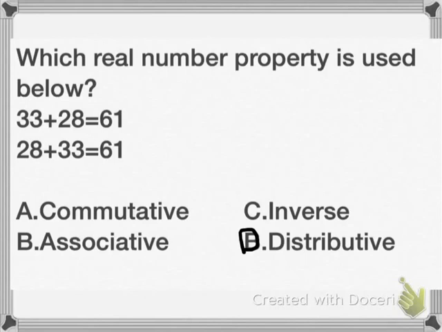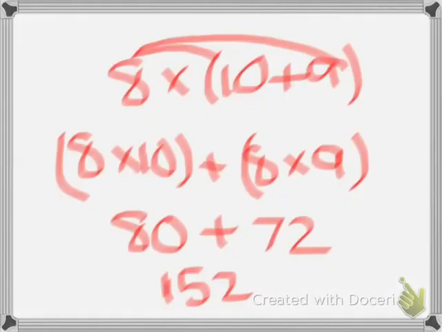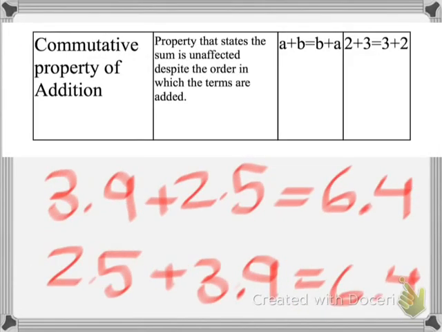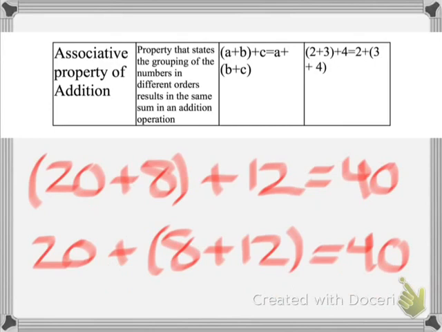Looking back to our properties, the commutative property of addition is the property that matches this problem. Some people tend to get confused with the commutative property and associative property. The difference is that the associative property has to do with the grouping of the numbers.